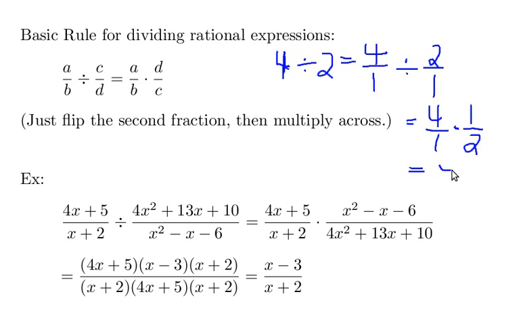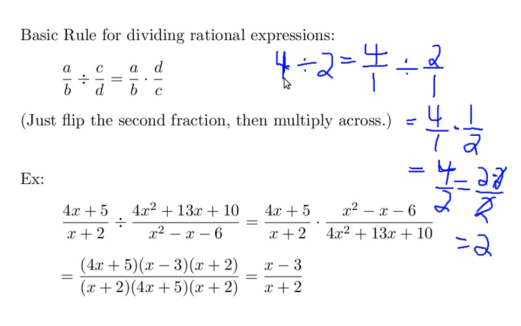And now we have 4 over 2. Hopefully that makes sense so far. All I did was I flipped the fraction on the right, so 2 over 1 became 1 over 2. And then we multiply across. 4 times 1 is 4. That looks more like a pitchfork than a 4. 4 times 1 is 4. 1 times 2 is 2. Now, this is the same thing as 2 times 2 over 2. And one of the 2's will cancel. We'll have just 2 left.